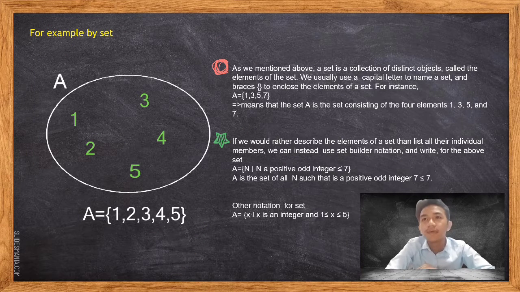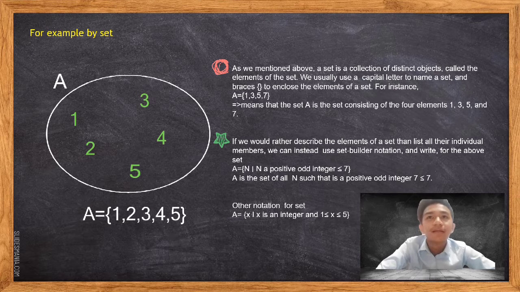Let's look at an example of a set. First step, I draw a circle for the elements of the objects. Okay, I put the numbers 1, 2, 3, 4, 5. So this circle is a Venn diagram. Okay, so A equals {1, 2, 3, 4, 5}.